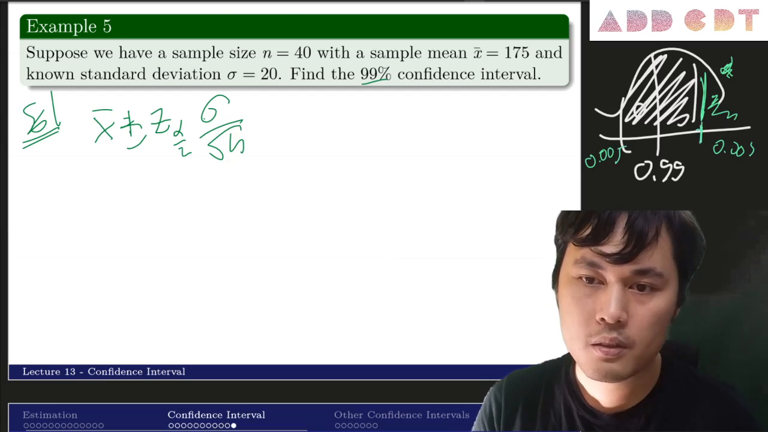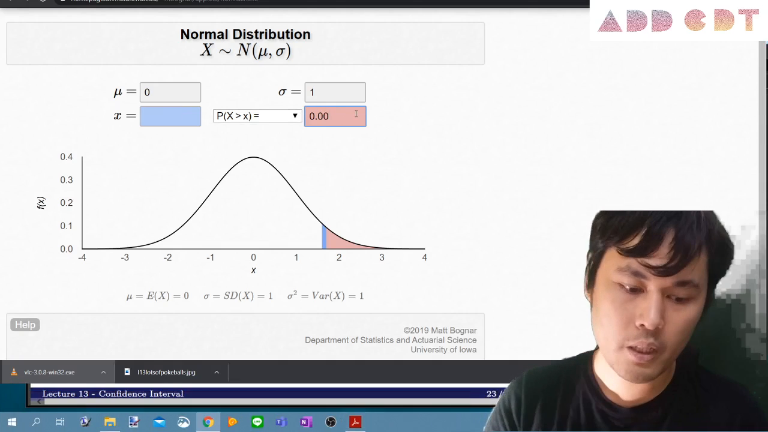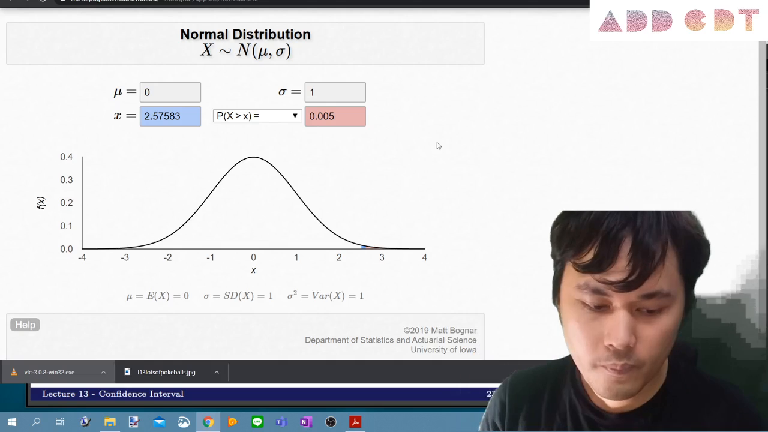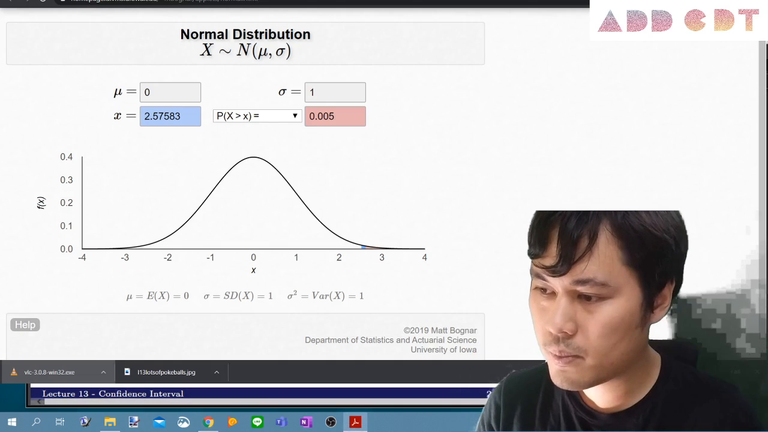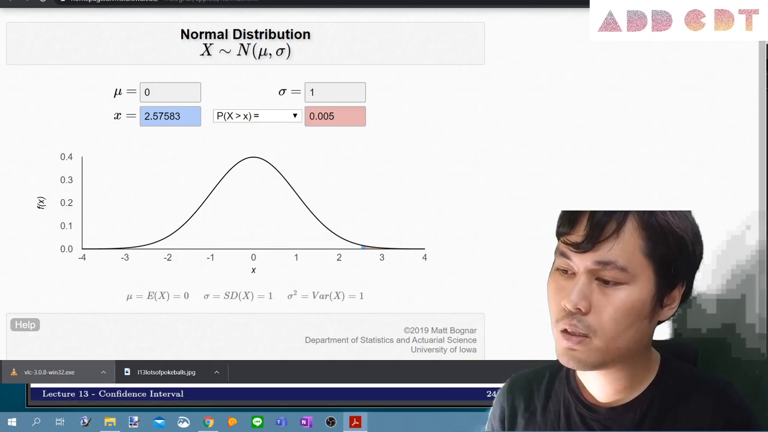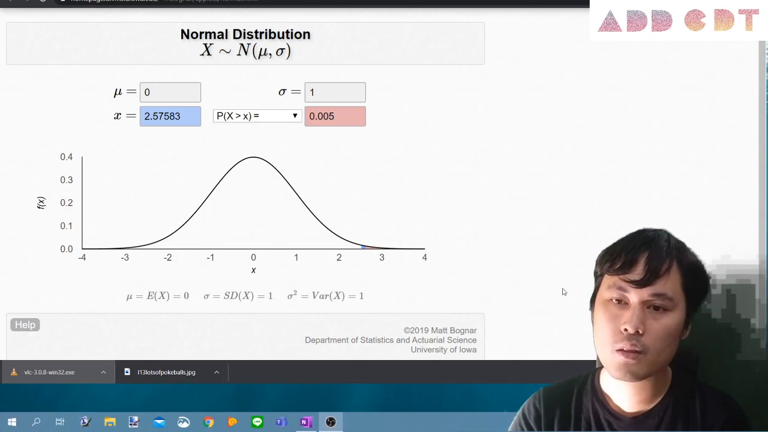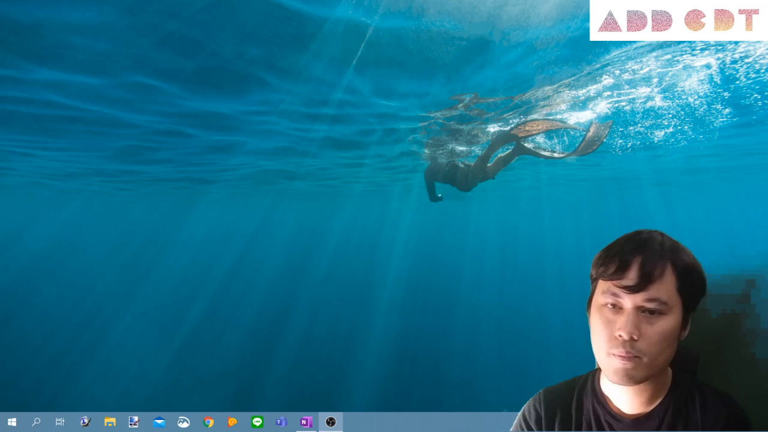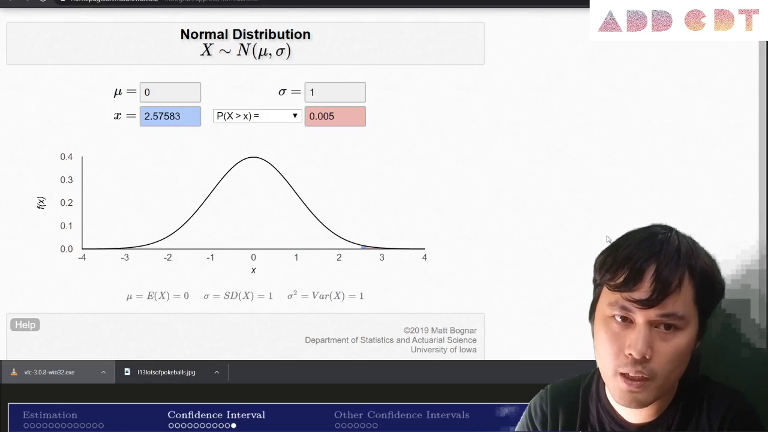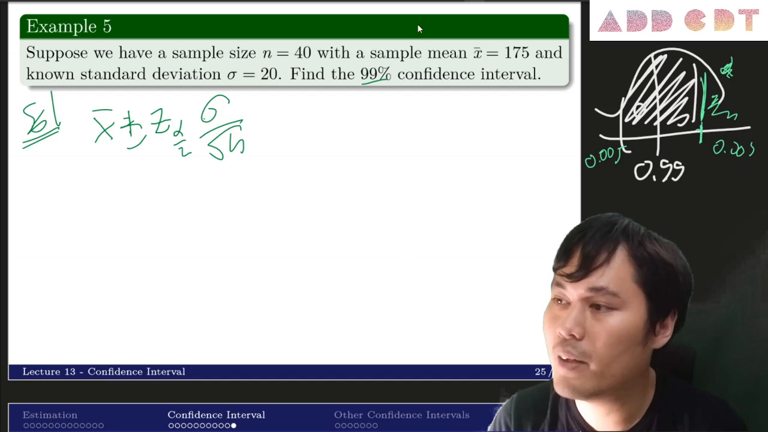So let's use what we have here. We want to put in 0.05 and then we get 2.6, about 2.57. Not that one. I want that to be up and that to be down. Okay, now we don't have to worry about the nice.